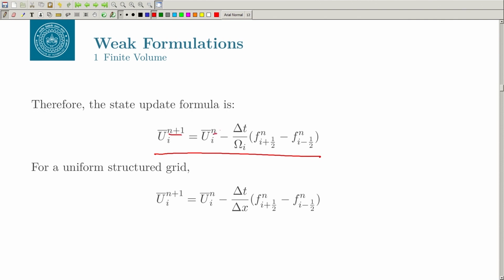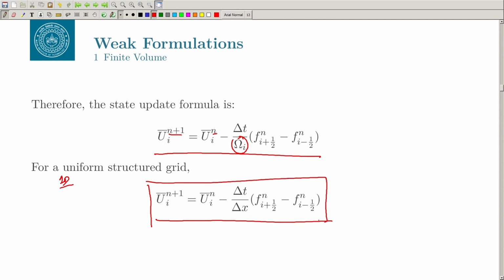You can calculate the n plus 1 with respect to n, and if it is a uniform structured grid, then you can basically use this omega I, because for a 1D flow, this will become like this. I will show you that for a structured uniform grid, the finite difference and the finite volume are the same. The formulation may look very different, but if it is a 1D uniform structured grid, you can show that both the schemes are the same.